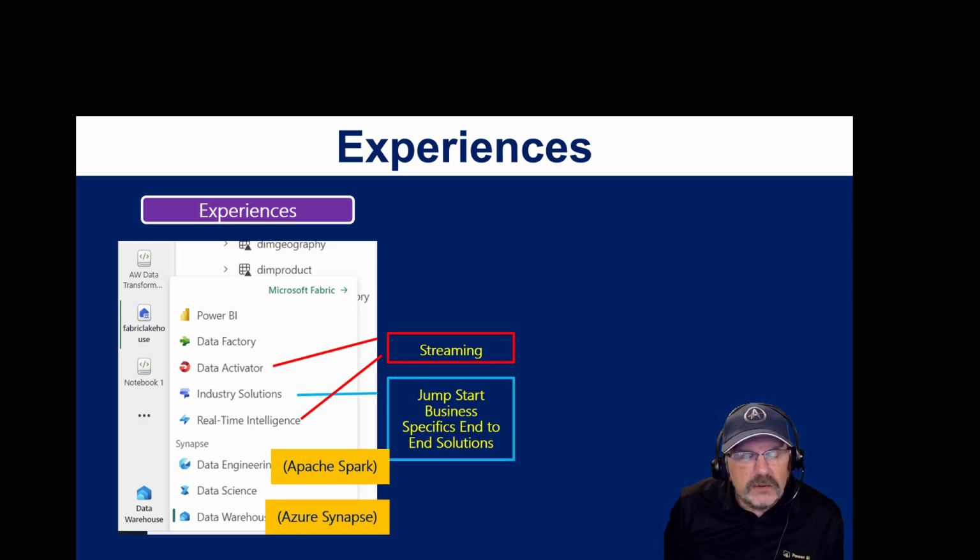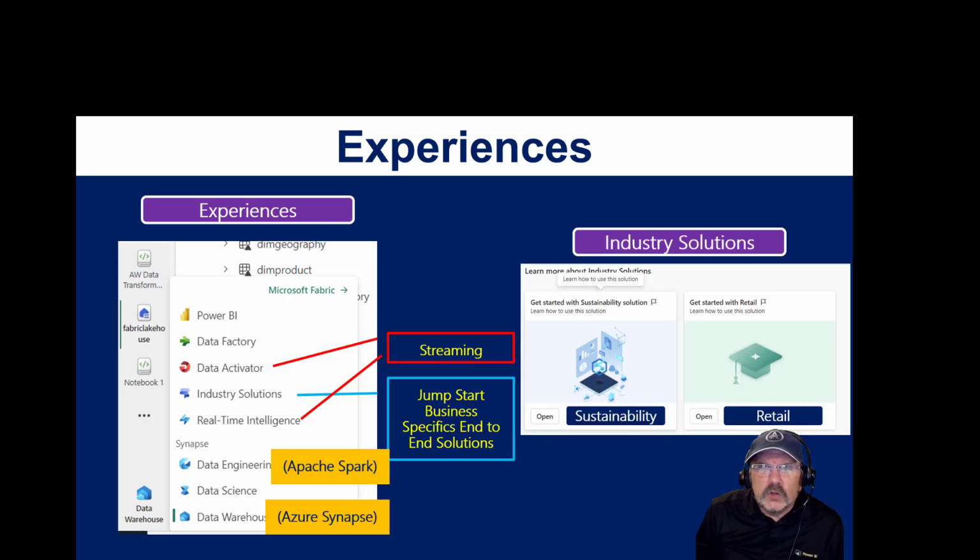So Data Activator is really interesting, and I'll be interested to see where it goes and how people use it. Industry Solutions is an interesting thing. It's a jumpstart to business-specific end-to-end solutions. What do I mean by that? Well, two that they have ready right now are sustainability and retail, but I think down the road it might be like retail banking applications, maybe utility companies like gas conservation analysis type solutions, healthcare outcomes. All these things are going to eventually, I think, go into this sort of gallery so that customers can kind of get a jump start on what they want to do and maybe pull it in, play with it, use it to learn, but also then maybe tweak it and adjust it to their needs. They'll be able to build a solution faster.